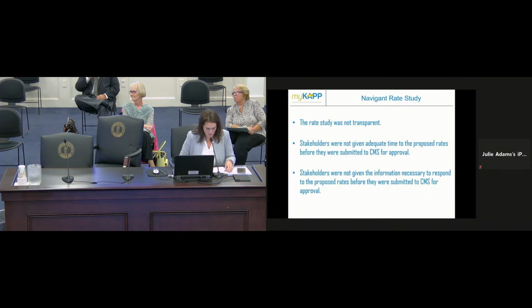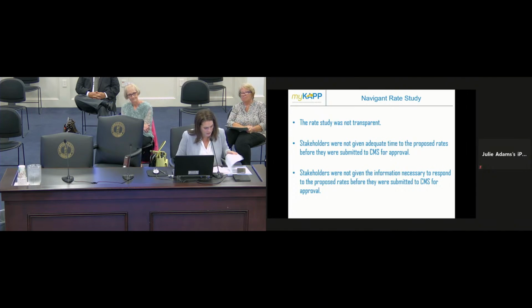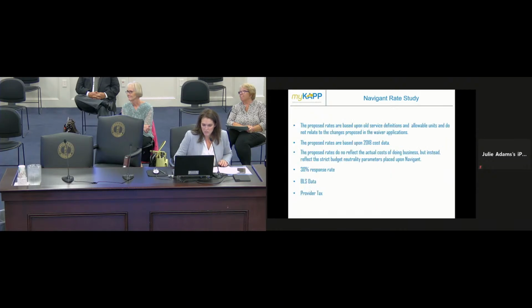Stakeholders were not given time to respond to the rates. The proposed rates were released to the rate study work group on August 21st, 2019. Then the proposed rates were released to stakeholders, the general public, on September 17th, 2019. Stakeholders were given 8 business days to do a financial analysis and determine how the rates would affect them before the rates were submitted to CMS for approval. The proposed rates are based upon the current service definitions and allowable units, and don't actually relate to the new proposed service definitions and the new proposed units.